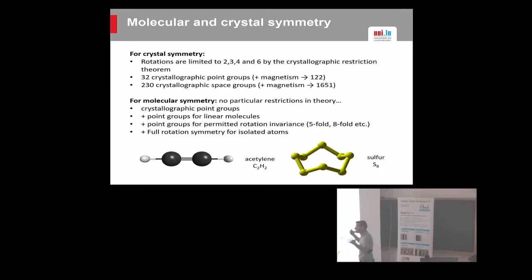Okay, so with this, as certainly you know from your classes, we have a number of constraints. When you go to crystals, there is something called the crystallographic restriction theorem that says that you're not allowed to have any rotation, but just a limited number of them. So 2-fold, 3-fold, 4-fold, 6-fold. And so all the combinations you can make from that are in a finite number. That's good news. So we have 32 crystallographic point groups. If you add magnetism to that, this raises the number to 122. We have 230 crystallographic space groups, and more than 1,600 if you add magnetism, and so on.